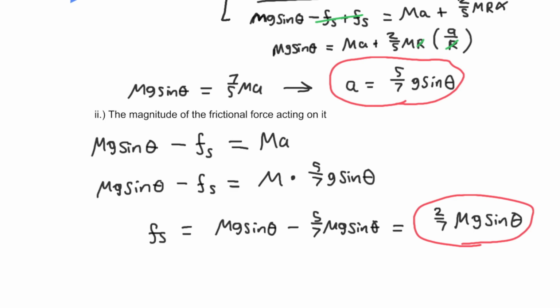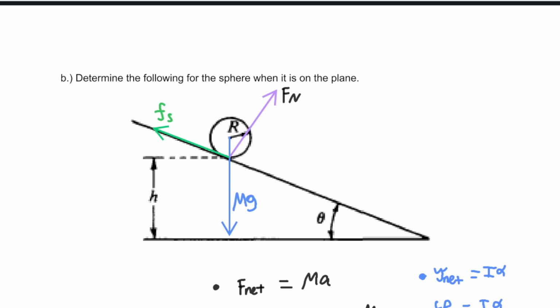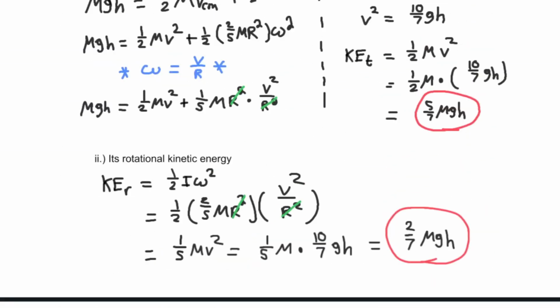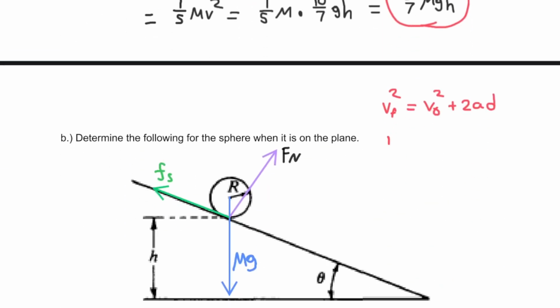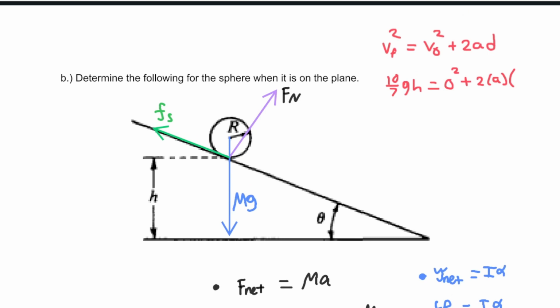And one thing I neglected to mention for this previous part is there does exist a pretty easy kinematics solution to this, where since we already found v at the bottom, we could just use a variation of vf squared equals vo squared plus 2ad, where v squared at the bottom we said was 10/7 gh, so 10/7 gh equals 0 squared plus 2 times a times d, and the distance it rolls down the plane is just going to be h divided by sine theta, and you will get the same answer.